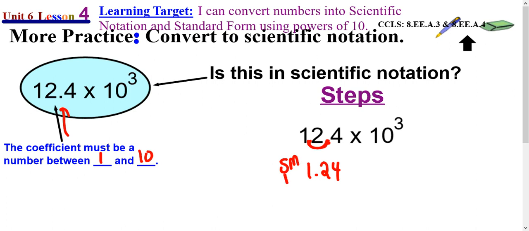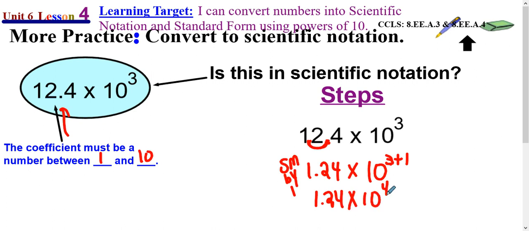And since this was 12.4, you made it smaller by 1, so you have to make the exponent larger by 1. It's kind of like an opposite thing. If you move the decimal over to the left 1, you're making that coefficient smaller. And since you made that smaller, to keep the number the same, you have to make the exponent larger by 1. So that's why I put a +1 there, and that's what it becomes.